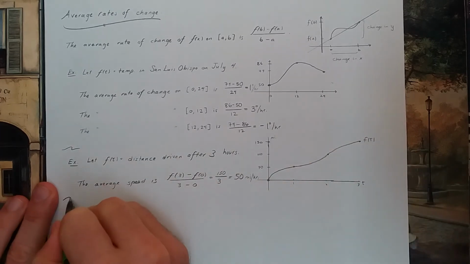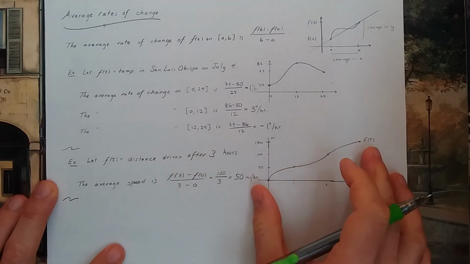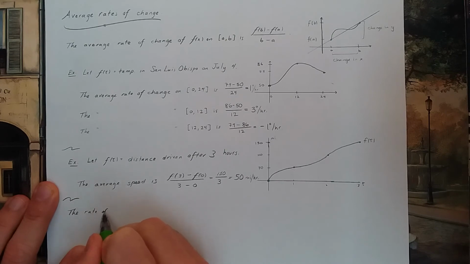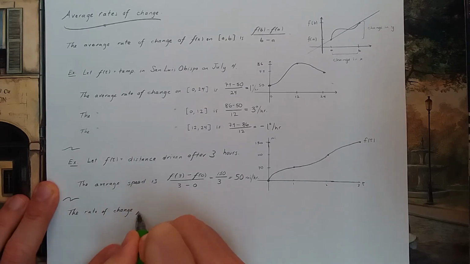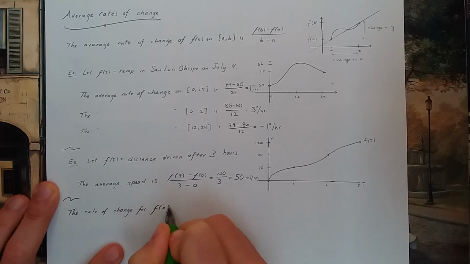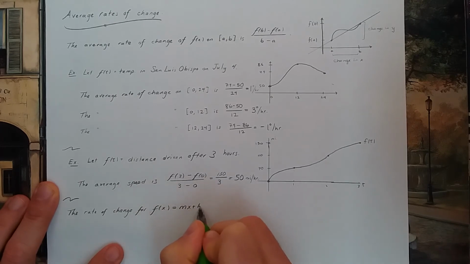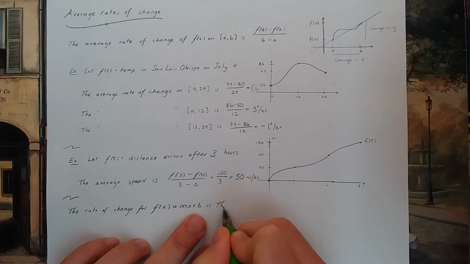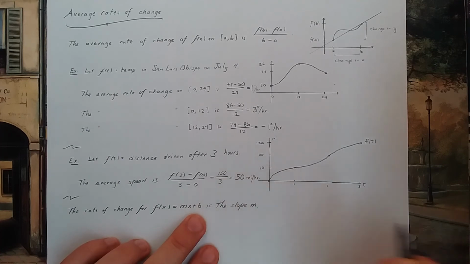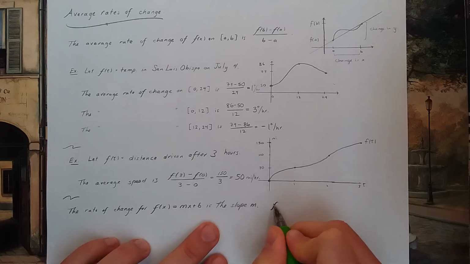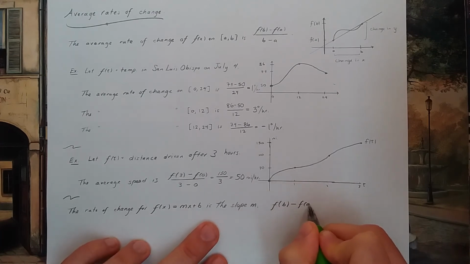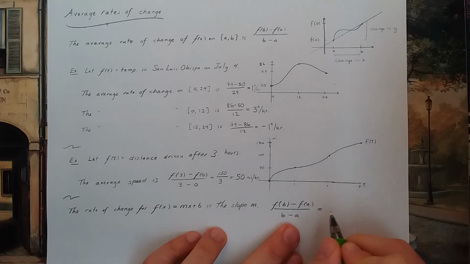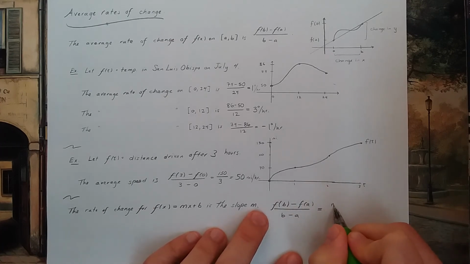Now I'll end this very brief introduction to rates of change with the observation that the rate of change for a line, so let's say my function f of x is a line, mx plus b, the average rate of change for a line is the slope m. Why? Well, this is easy to see because if I do f of b minus f of a over b minus a and b could be any real numbers you like, you get f of b, which is m times b.